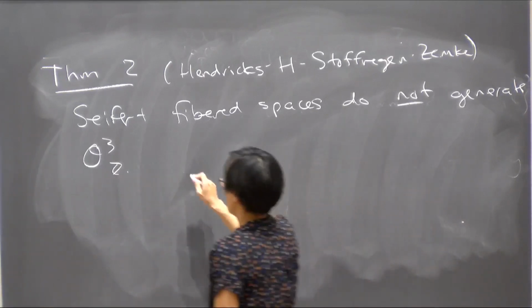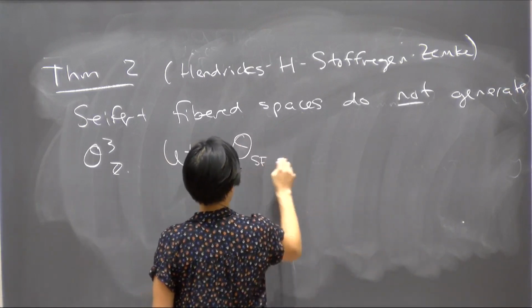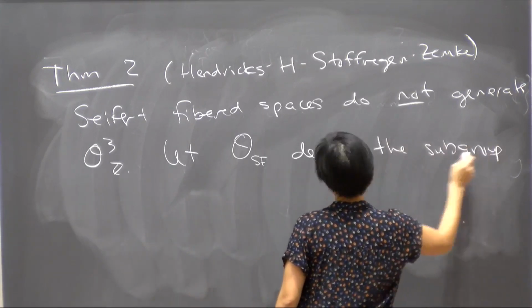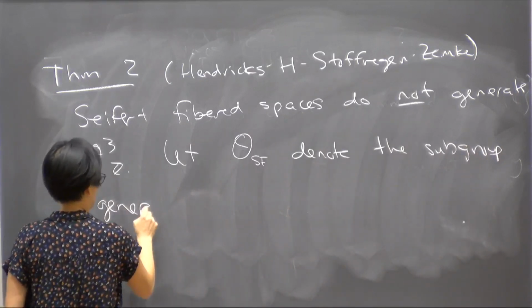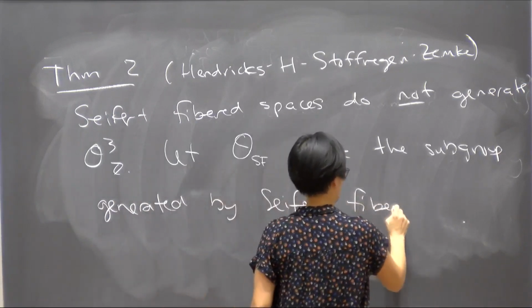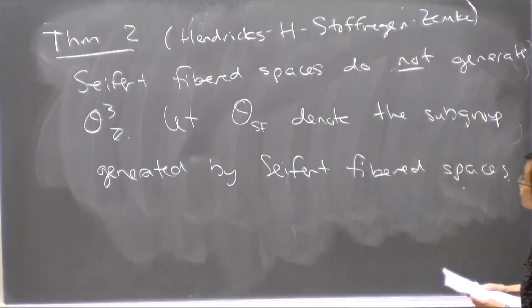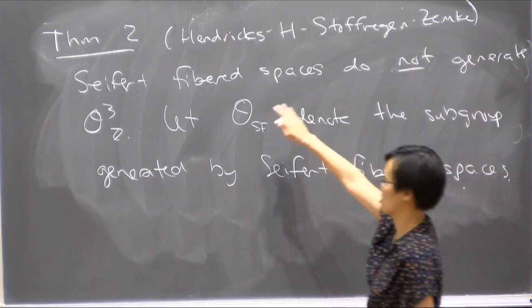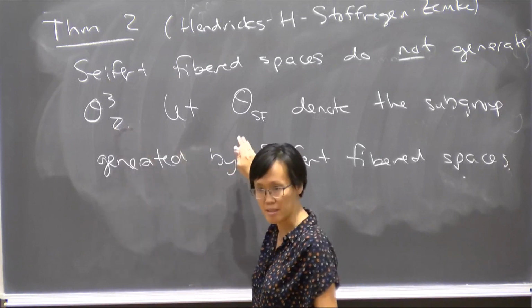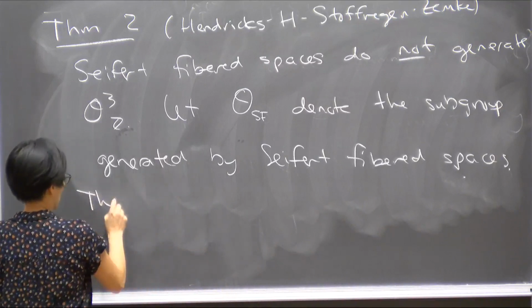Well, let's consider the subgroup generated by Seifert fibered spaces. So let's let Theta_SF denote the subgroup of the homology cobordism group generated by Seifert fibered spaces. Great. And so the fact that Seifert fibered spaces don't generate the homology cobordism group means that this group is not the whole thing. So if we look at the quotient of the homology cobordism group by this subgroup, that measures the failure of Seifert fibered spaces to generate the homology cobordism group.